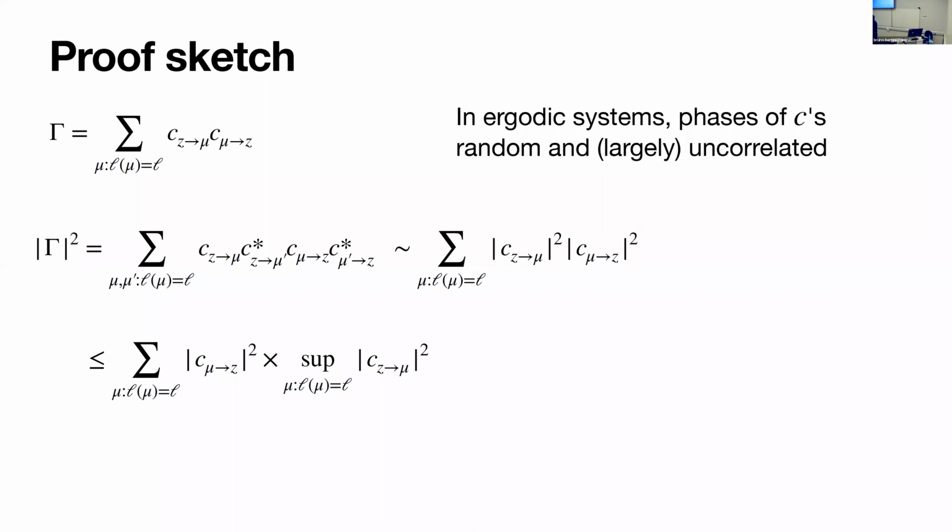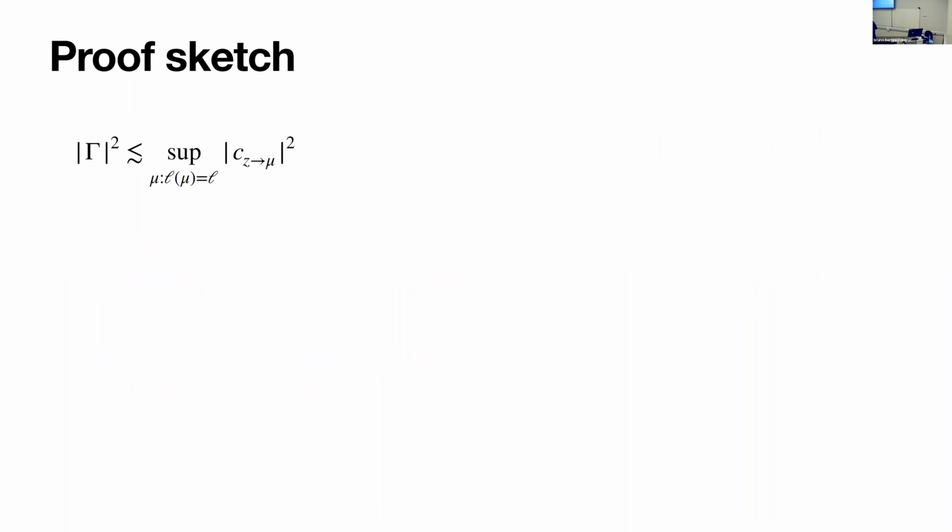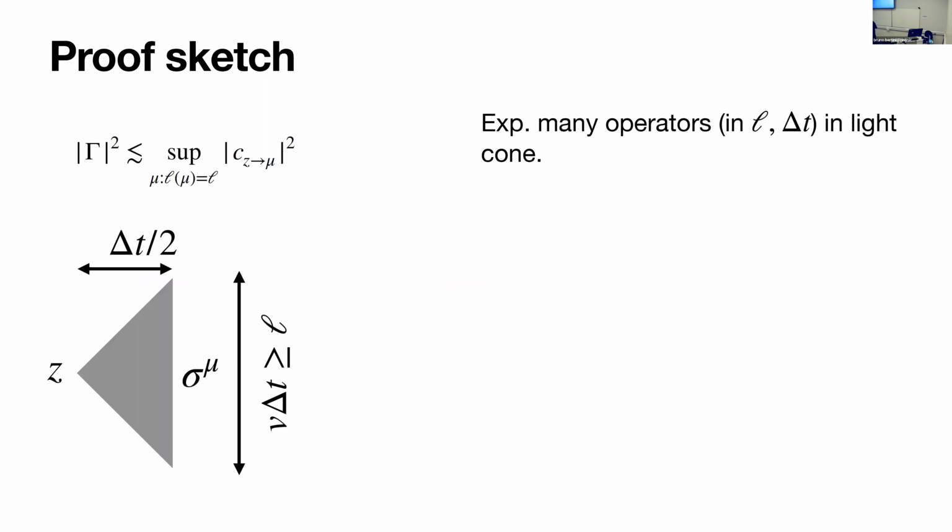And it's something that we expect to be quite small. And I'll explain why we think it's small. Okay, so we have an upper bound for this gamma squared thing, and it's basically the largest of these C^Z_μ's.